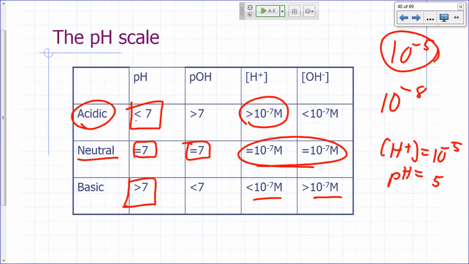And same thing with pOH. If pH is less than 7, then your pOH must be greater than 7, right? So if my pH is 5, what's my pOH? pH and pOH should add up to 14. So 5 plus 9 is 14. So pOH would be 9.